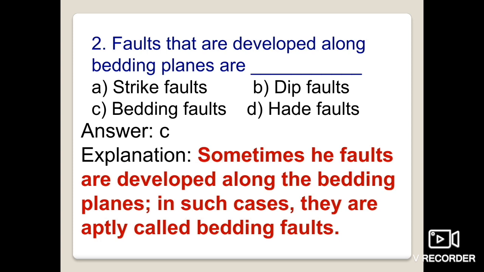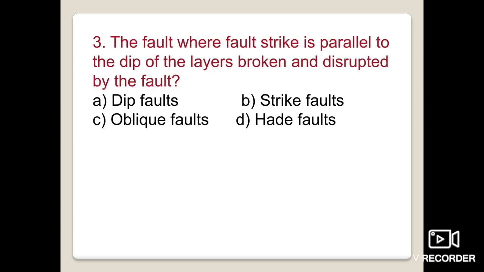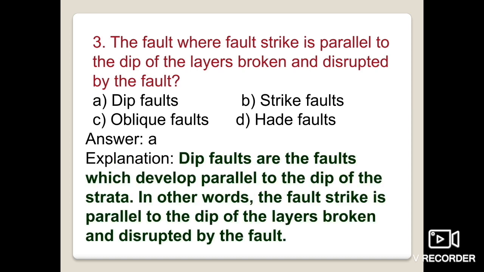So sometimes the faults are developed along the bedding plane. In such cases they are aptly called as bedding fault. So option C was the right answer. Third one is the fault where fault strike is parallel to the dip of the layer, broken and disrupted by the faulting. What are those faults called as? Dip faults, strike fault, oblique fault or the heave fault. So those are known as the dip fault.